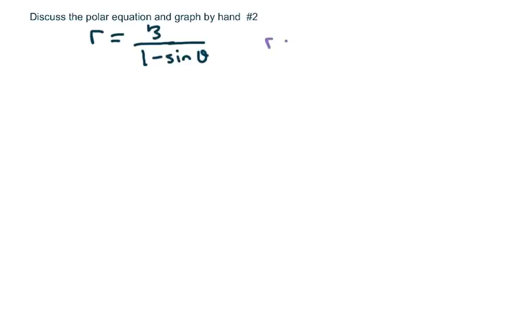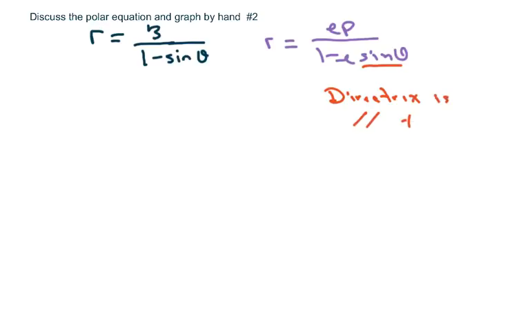Recall in the introductory video that r equals e times p over 1 minus e sine of theta. Since it's sine, that means it's going to be parallel. The directrix is parallel to the polar axis, the x-axis.